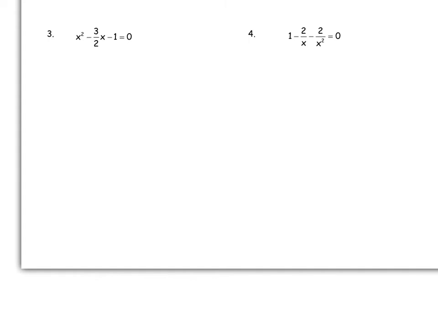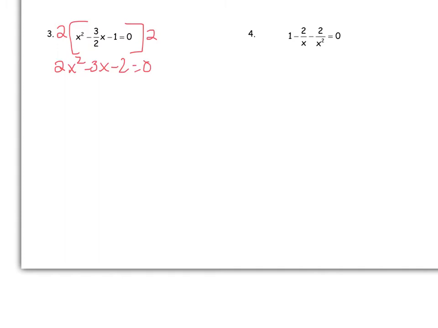Alright, the next two problems are where things get interesting. For number 3, you could work with the equation just like it is, but you're going to end up having a fraction for b. That might be a little bit ugly to work with. So remember, a technique that we've learned this year is that we can actually clear out the fractions by multiplying through by a least common denominator. In this case, the least common denominator would be 2. This is a much nicer equation to work with.